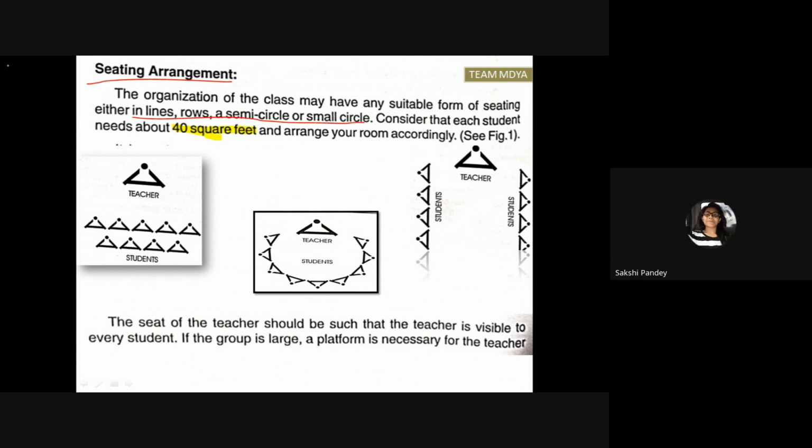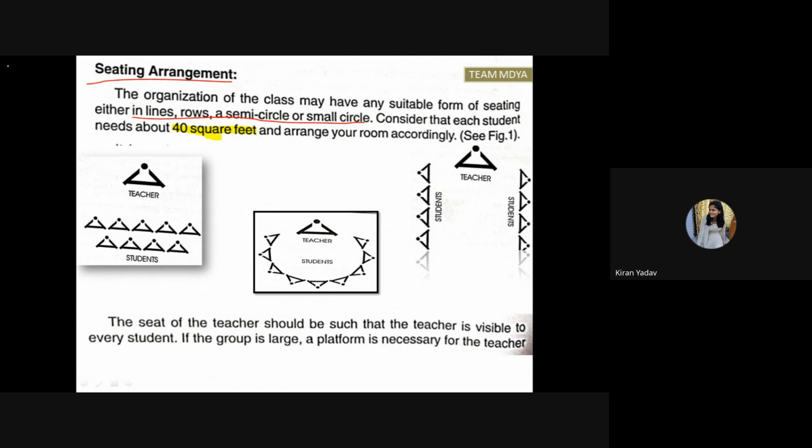Ma'am, may I? Yes, please. In my college, when my teacher used to teach us, sometimes there were times when only 10 to 12 students or 8 to 10 students came, then he used to make us sit in a semicircle. And if students are like 20 to 25, 30, then he used to ask to make a row, single row, sometimes double row.